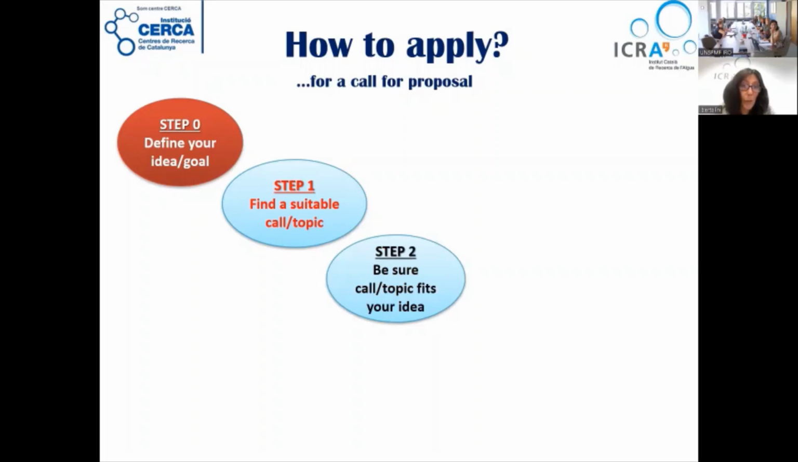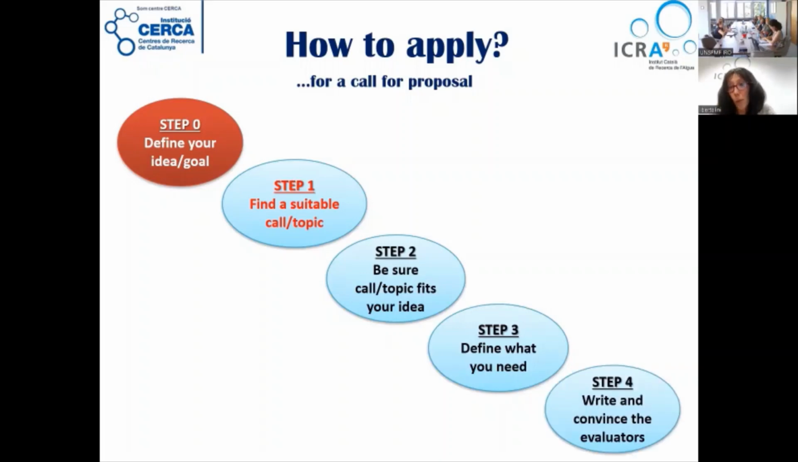So then we have step 2, be sure the call topic fits your idea and not the other way around, as I said. And then we have step 3, define what you need, which means basically define what resources you need to carry out your proposal. So we are talking here about personnel and material, etc., but it also refers to partners, what kind of partners you might need to complete your research. And then we have step 4, of course, you have to start to write your proposal and convince the evaluators.